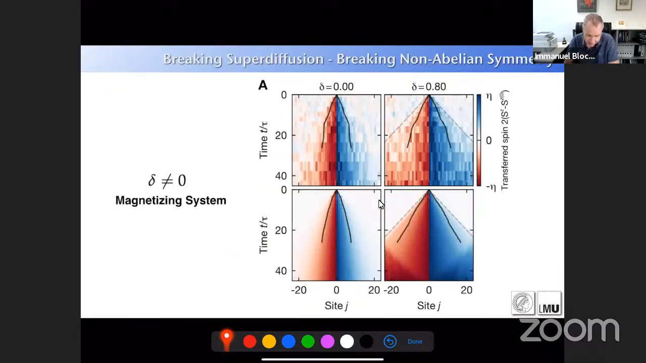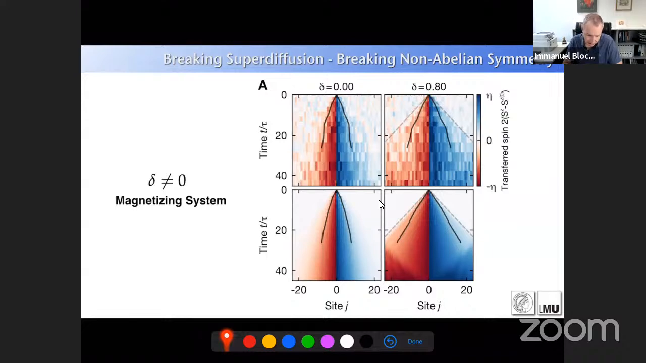We can also break the SU(2) symmetry by magnetizing the system. So now we go from an unmagnetized system, where we have equal amounts of spin ups and spin downs, to a magnetized system. And there you can also immediately see, same parameters, but completely different evolution. You can now see these large, very fast particles following this kind of ballistic trajectory here.